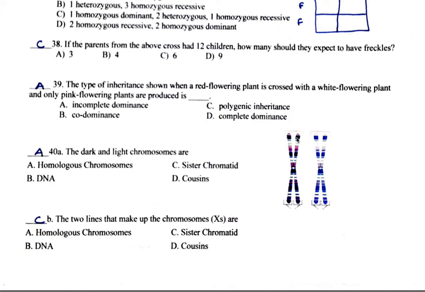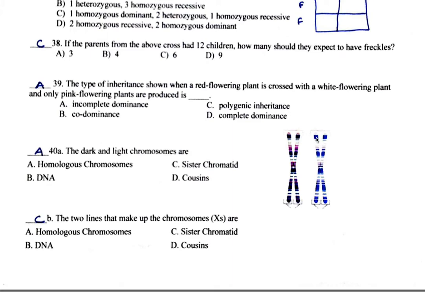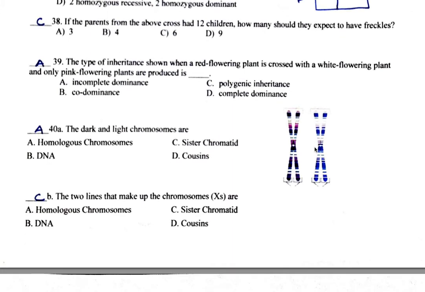So for height, they're both the same gene, but one's tall, one's short. That's called an allele, just to remind you of all these terms. The two lines, so these two are called sister chromatids.